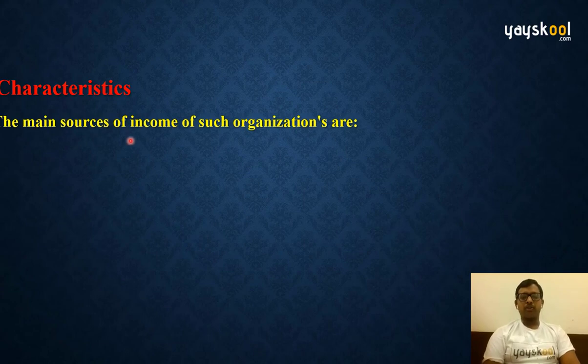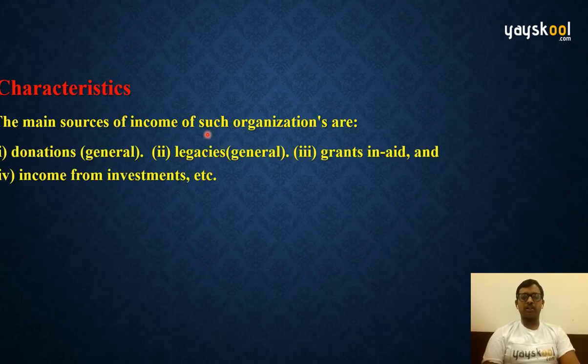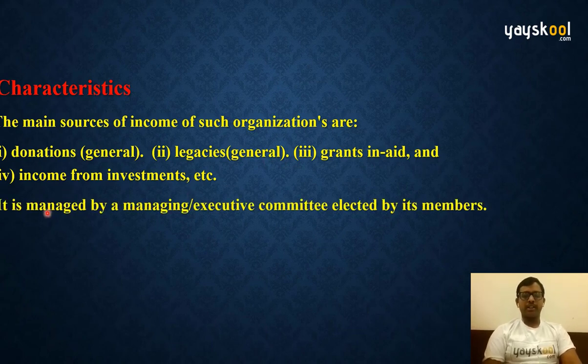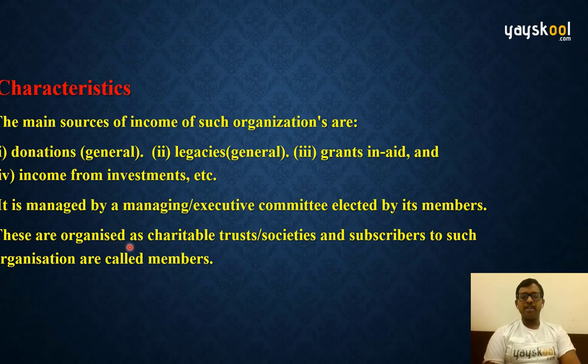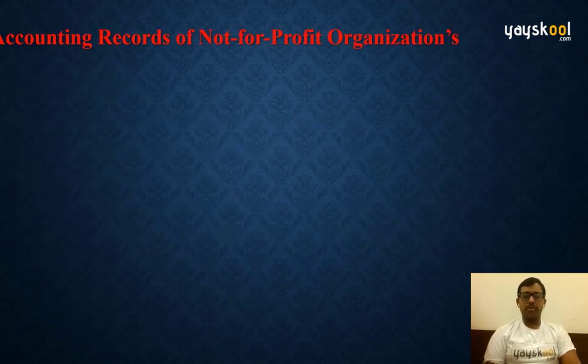The main sources of income of such organizations are: first, donations from any society or any public. Second, legacies in bracket general. Third, grants-in-aid and income from investments, etc. Next, it is managed by a managing or executive committee elected by its members. These are organized as a charitable trust or societies, and subscribers to such organizations are called members.